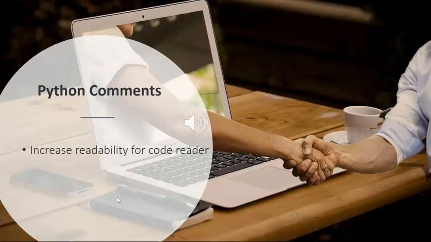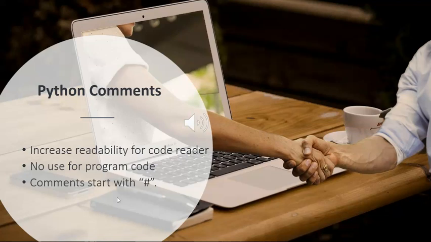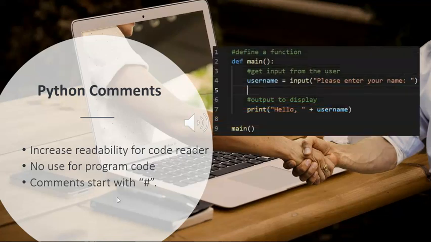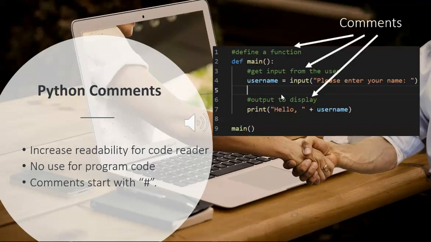Python comments are data placed in code to help the code reader understand the code, or to prevent code from being executed when testing code. Comments have no use for the program code itself. Comments start with a pound sign. For example, in this short program, the 3 lines that start with a pound sign are comments to help the code reader understand the code. If they are removed, there is no bad effect on the code.